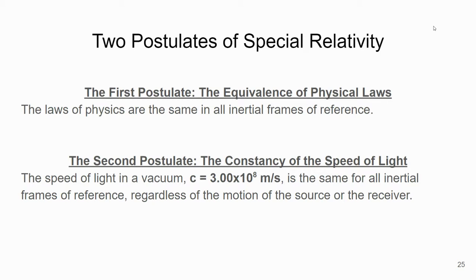And the second postulate says that the speed of light in a vacuum is the same for all inertial frames of reference, regardless of the motion of the source or the receiver. So yeah, the speed of light goes at different speeds through different mediums. The speed of light through glass or through water or even through air is not going to be this speed, but the speed of light in a vacuum is going to be 3 times 10 to the 8th meters per second, regardless of the motion of the source or the receiver.